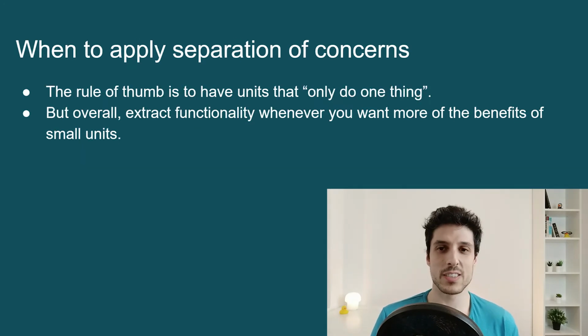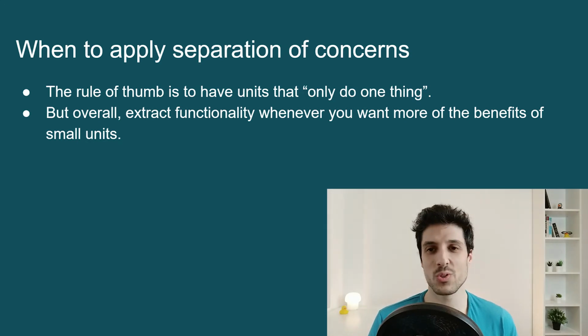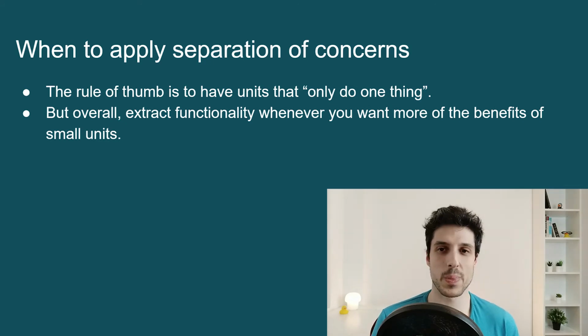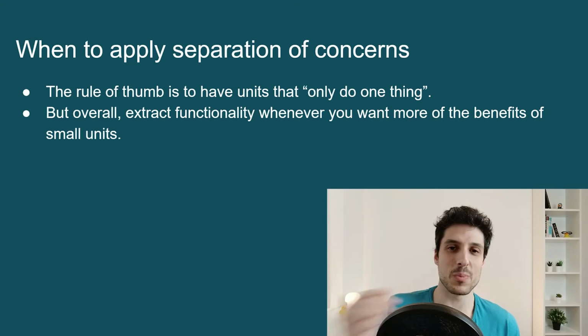So the key question is, when should you apply separation of concerns? Or rather, when should you extract stuff more? And there are two things I would say about this. First of all, you might already be aware of this if you've encountered this before, but the rule of thumb is to have units that do only one thing. So generally that's known as a single responsibility principle. In addition to that, I would say you should extract functionality whenever you want more of the benefits of smaller units. So let's go into them a little bit more.